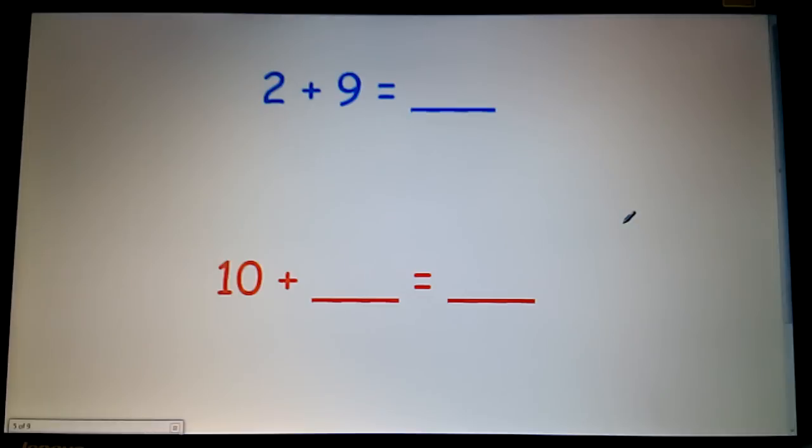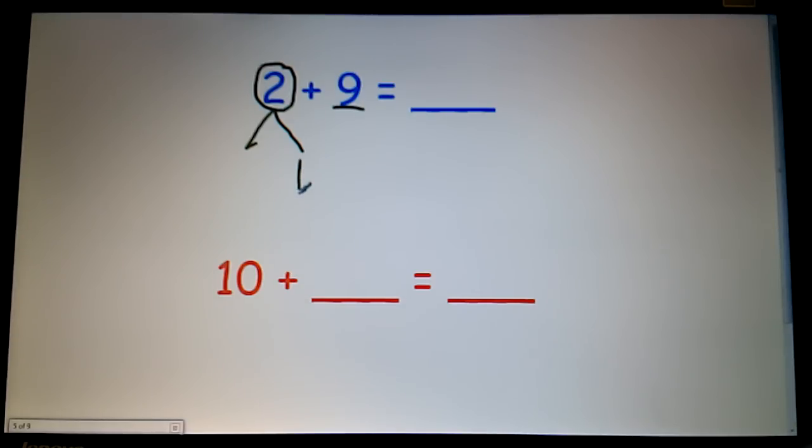The next example says 2 plus 9. This is why it's important that students circle the smallest number. Otherwise, things might get tricky. The smallest number here is 2. Let's make an upside down caret. Next, look at the 9. Who is 9's partner to 10?